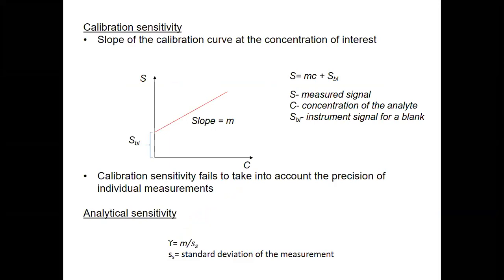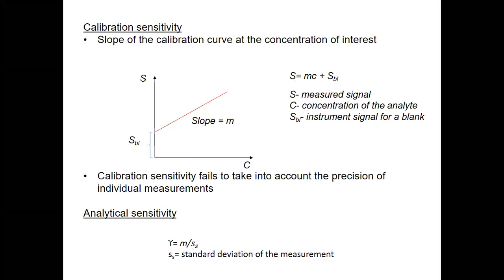Okay, and even in the first table, I mentioned that there are two types of sensitivity: calibration sensitivity and analytical sensitivity. The calibration sensitivity is the slope of the calibration curve at the concentration of interest, right? Slope is the calibration sensitivity. Suppose this is the signal versus concentration, and S equals mC plus S_bl. S_bl means the blank signal, the instrument signal for the blank, S is the measured signal, and C is the concentration of the analyte. So when we plot this graph, the calibration curve, this slope m is the calibration sensitivity.